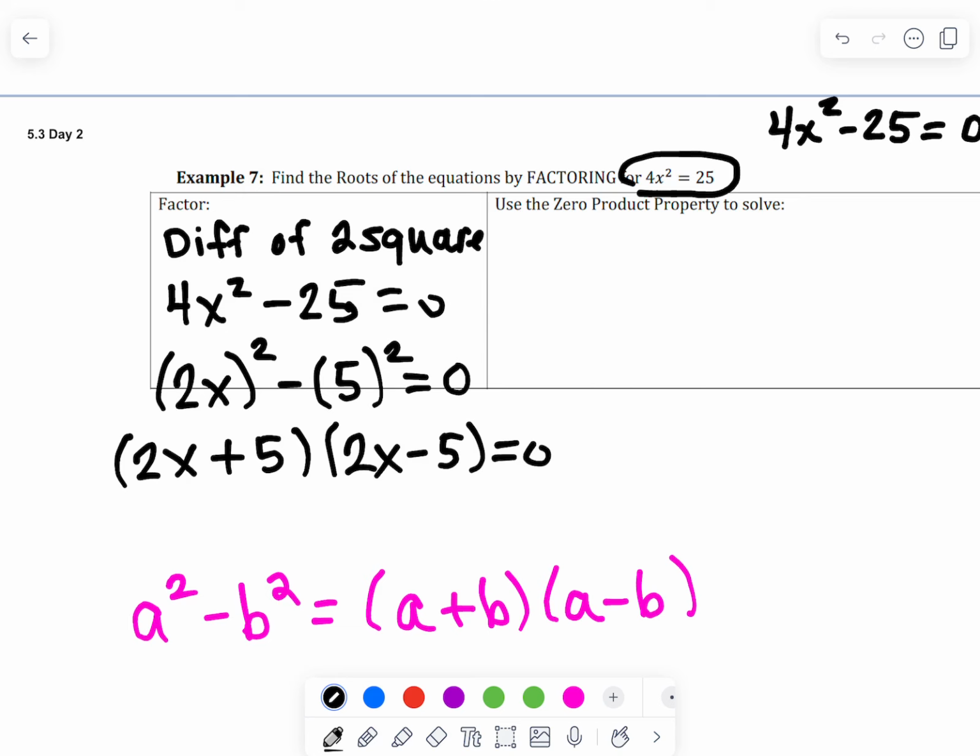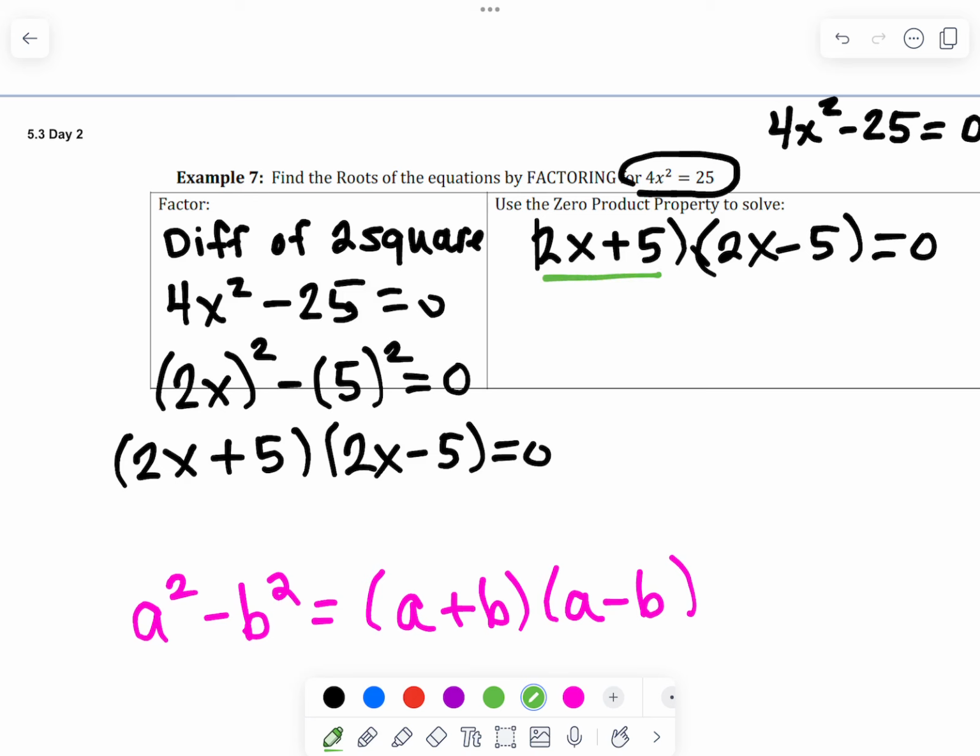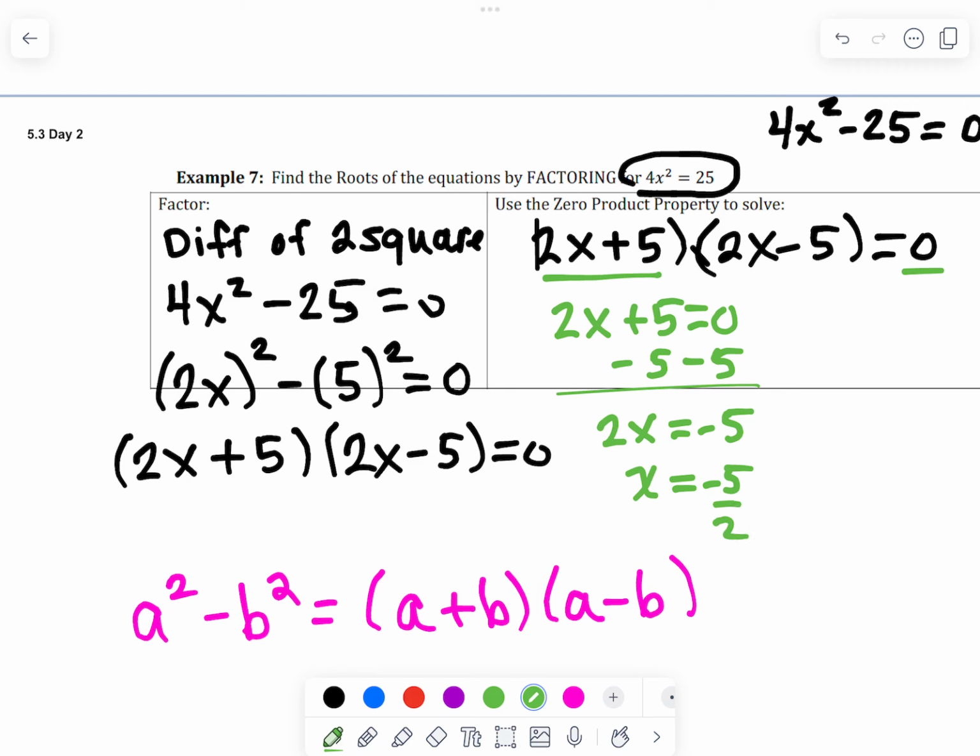Now I'm going to go over to the second box and set up our zero product property. So we have 2x plus 5, 2x minus 5 equals 0. So here's our first factor, set it equal to 0. And we solve it. So we subtract 5 from both sides. And we get 2x equals -5. Then divide both sides by 2, and we get -5 halves.